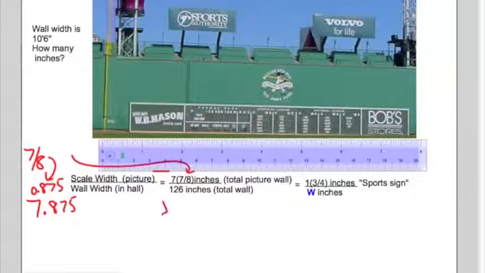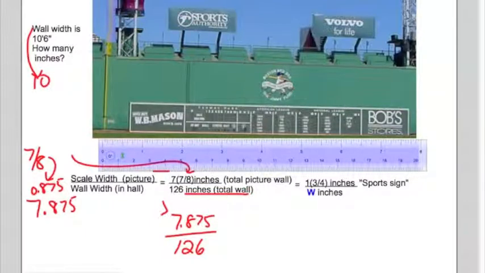So this becomes 7.875 over 126 inches. How did I get 126 inches for the total wall? I went out in the hall, I measured it, it was 10 feet 6 inches. Well, for every foot, there's 12 inches. So I multiply that, I get 120 inches, plus the extra 6. So I get 126 inches.